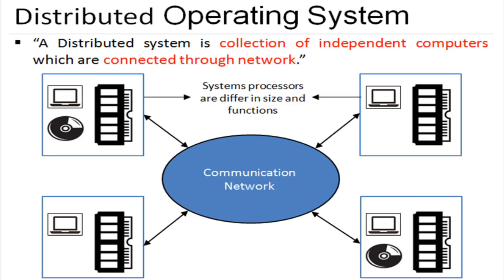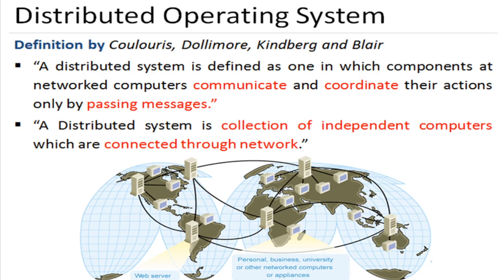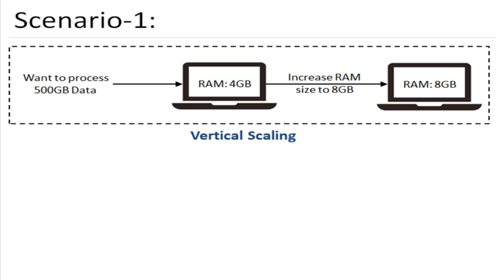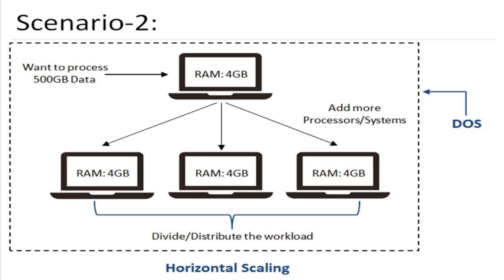We'll see the definition of distributed operating systems. The distributed system is a collection of independent computers which are connected through network. That is, the distributed system can communicate and coordinate their actions only by passing messages. In other words, it is a collection of independent computers which are connected through network. The two major scenarios of distributed operating system are vertical scaling and horizontal scaling.